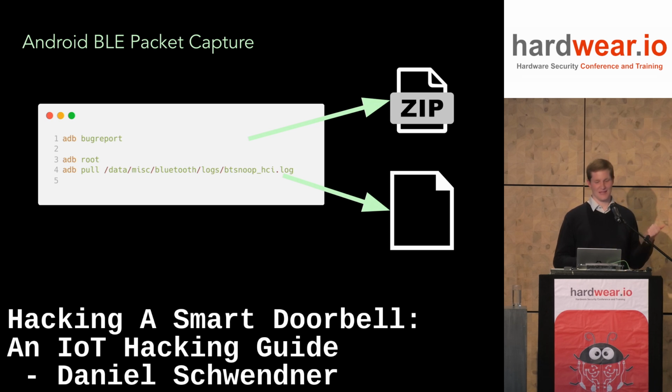Now you can do that with ADB bug report. Then you get a zip archive with a lot of log files, and one of them is the BT Snoop HCI log. Now that's even possible if your phone is not rooted. If your phone is rooted, it's a lot easier. You can just pull the file directly, and you have access to the logs.